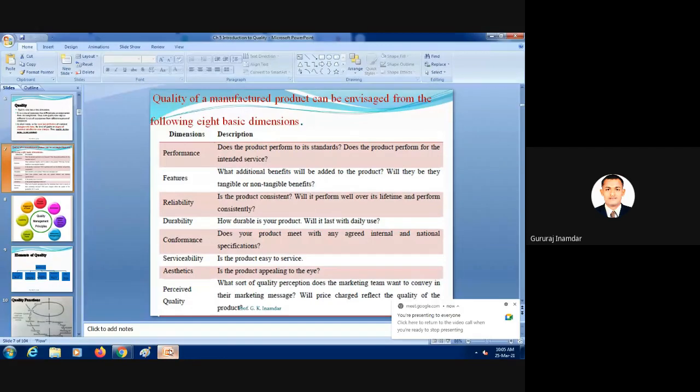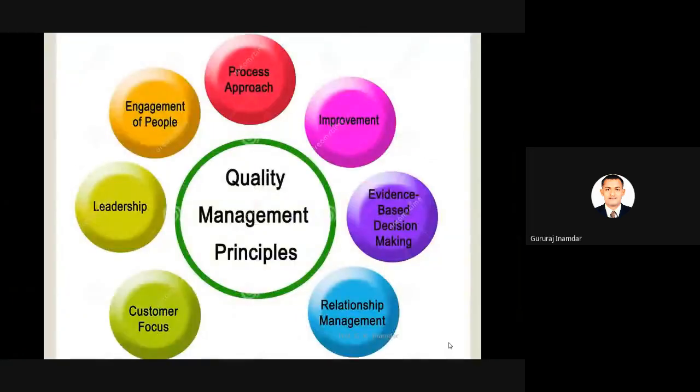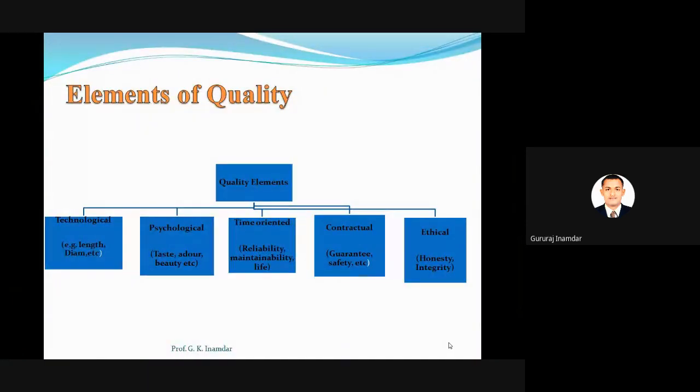required for quality? According to these dimensions, quality will also depend on performance, features, reliability, durability, conformance, serviceability, aesthetics, and perceived quality. These points are very important for improving quality. Quality management principles were also discussed. Elements of quality: there are 5 basic elements: technological, psychological, time-oriented, contractual, and ethical elements. These points also play a great role in quality improvement.